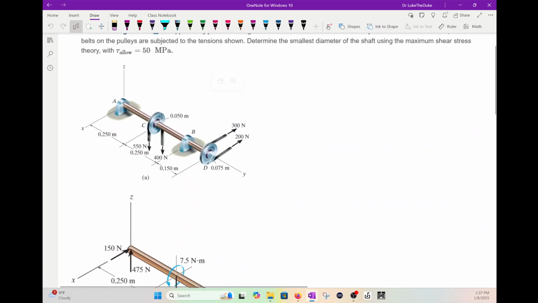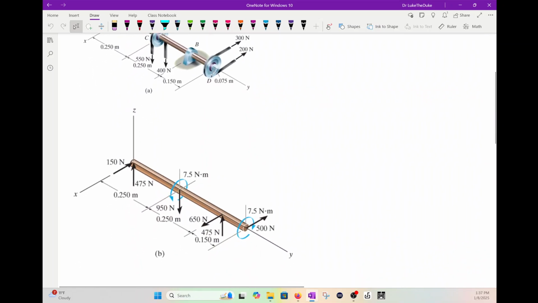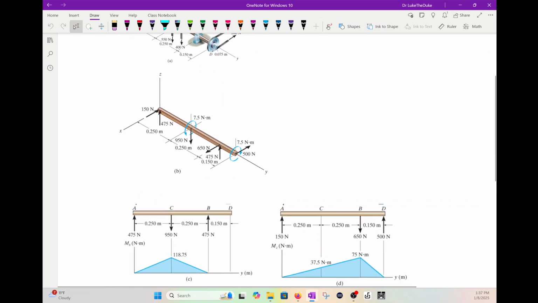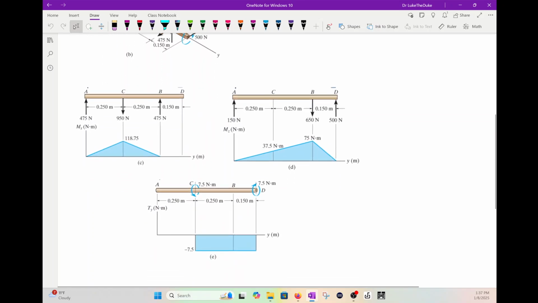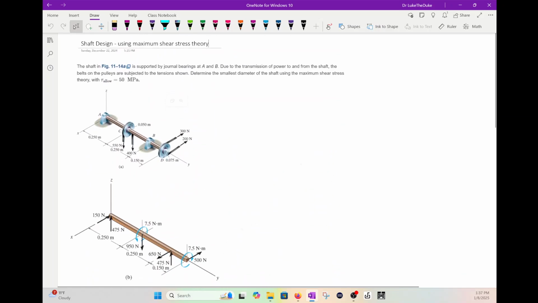So here's our sketch for the problem. And what we'll end up having is we'll get something like this. And I'm going to show you how to find all of these. And then we'll do the shear and moment diagrams and the torque. Okay, so let's go right ahead.